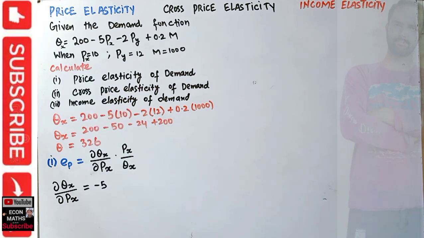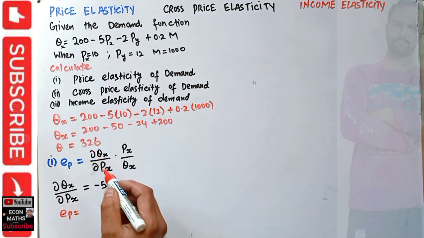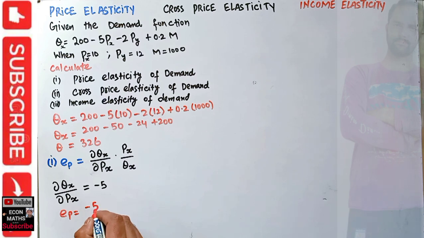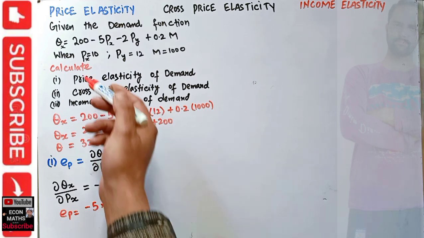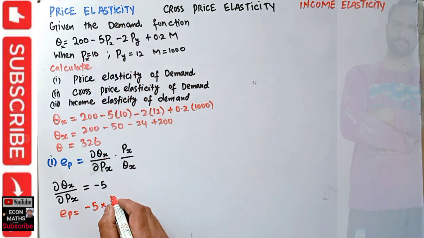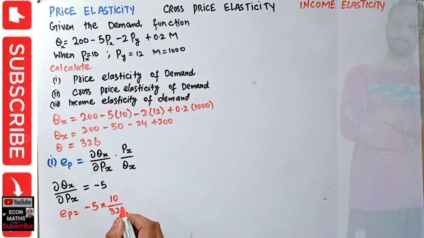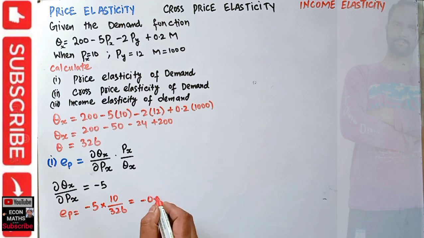That means price elasticity of demand will be equal to dq upon dpx, which we calculated as minus 5, times the price of good X, which is 10, upon the quantity of good X, which we calculated as 326. When you solve this out, you will get minus 0.15.